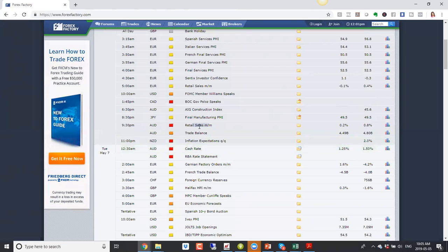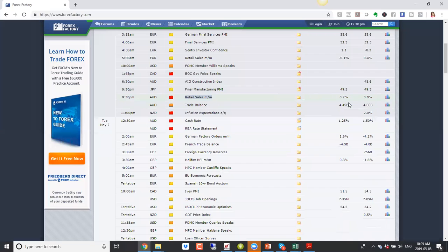So with this one, if the retail sales numbers come out negative, it will put more negative pressure on the Australian dollar, because then the expectation for an interest rate cut will go up. Therefore, the retail sales numbers could have a negative impact on the Australian dollar if they do come out negative. So keep that in mind.